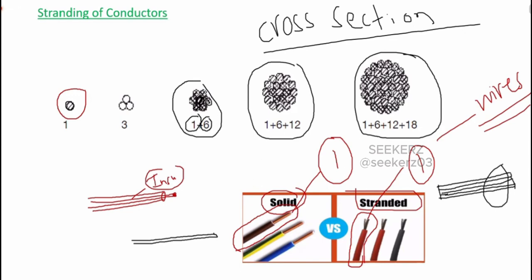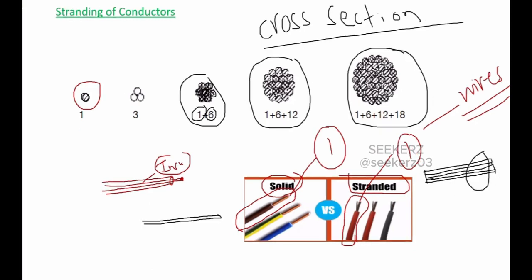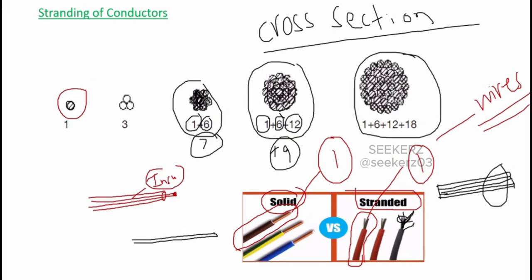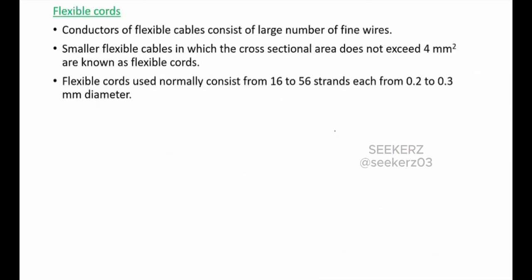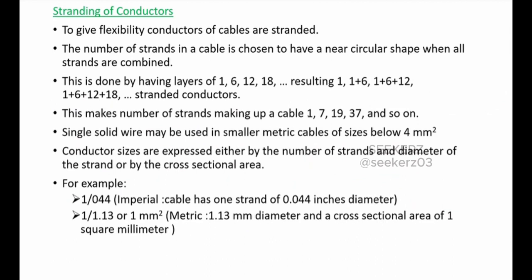So in this stranded wire, we have altogether seven conductors. In the middle we have one, around it another six, and around these six we have another 12 conductors. So in this type of stranded conductor we have 19 conductive parts. These numbers can be like this: 1, 7, 19, 37, and so on.